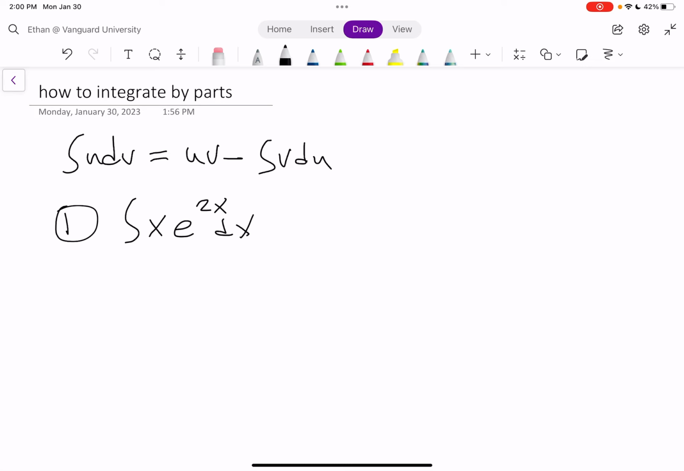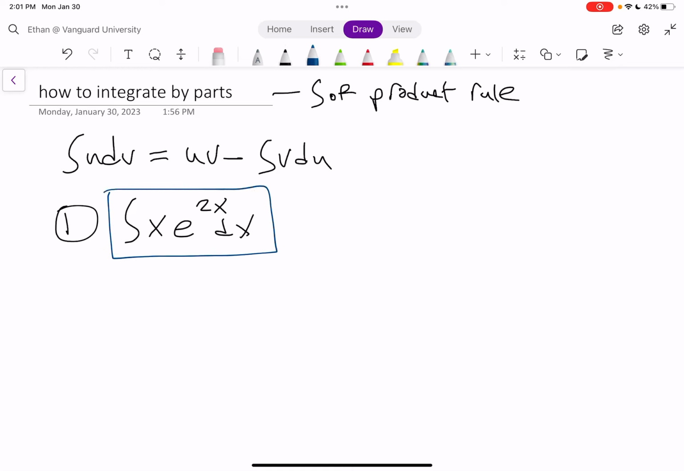As you'll notice, you can't really u-sub this because the e to the 2x would be u, but you have an x in front of it. And if you were going to take the derivative of this, you would use the product rule, but taking the integral of this uses integration by parts, which is the integration version of the product rule. And usually the answers of these are very complicated, but let's look at a quick, easy example like this.